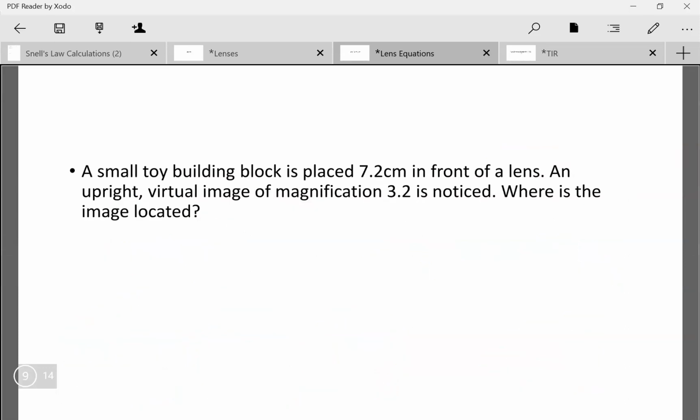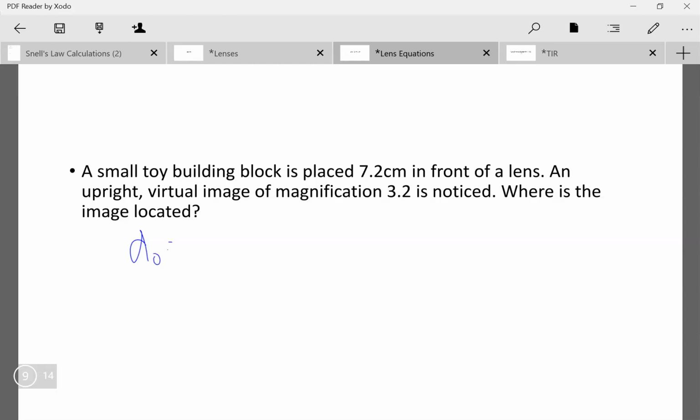Small toy building block is placed 7.2 centimeters in front of a lens. Distance of object 7.2 centimeters, always positive. An upright virtual image of magnification 3.2 is noticed. Where is the image located? Interesting.